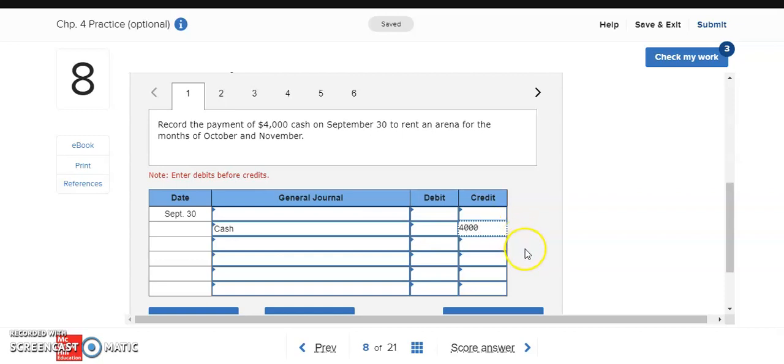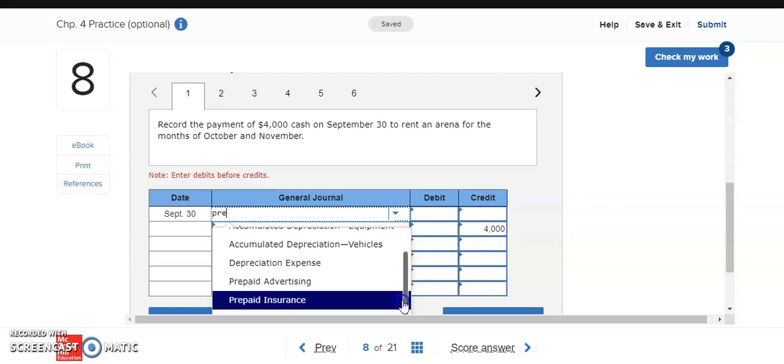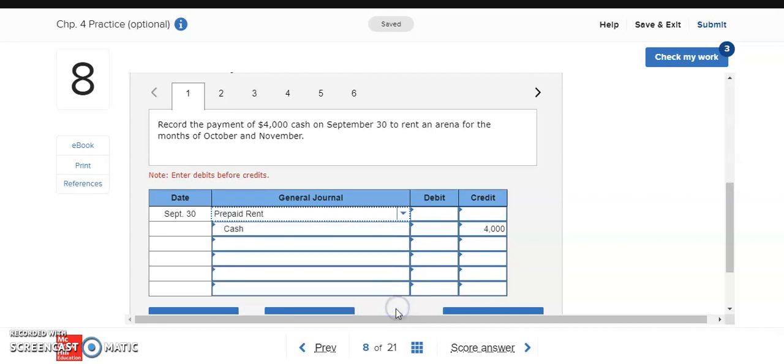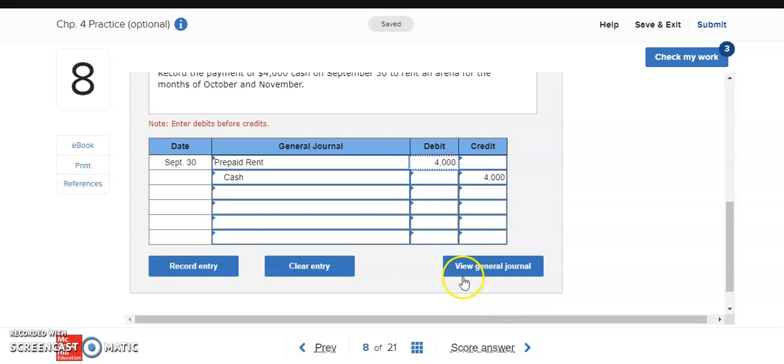And what will we debit? We can't call it an expense because we haven't received the benefit of the cost. We haven't occupied the arena for October and November yet. We have the right to, so we'll debit a future benefit, an asset called prepaid rent. There we go. For $4,000. And we'll debit an asset to increase it because assets are on the left side of the equation. We debit to increase.